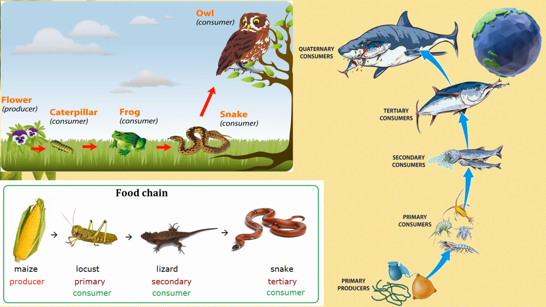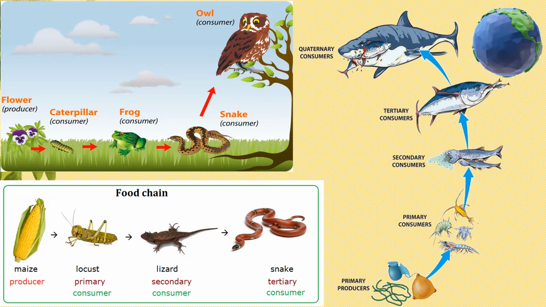The next food chain has maize, that is the producer. It's eaten up by a grasshopper or a locust. Now this is a primary consumer. Then it is eaten up by another organism, that is a lizard, which is a secondary consumer, and this lizard is eaten up by a snake, that is the tertiary consumer.